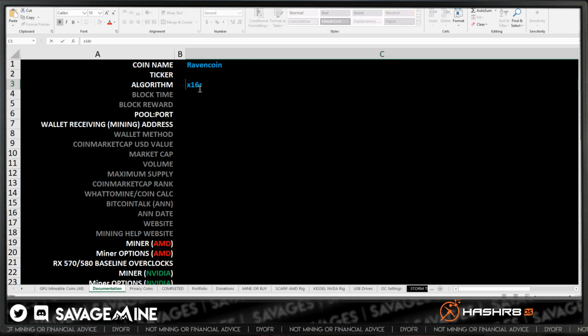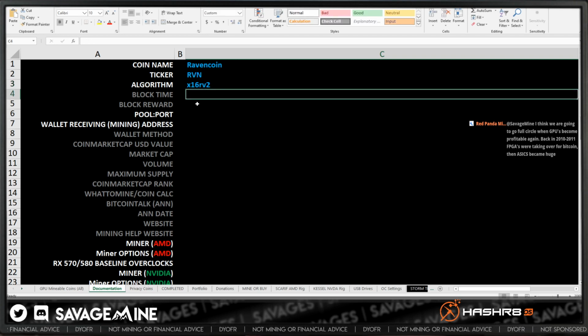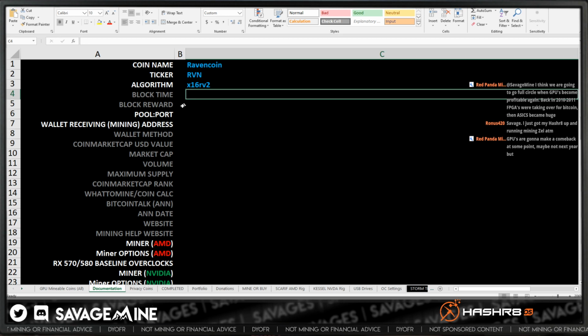So Ravencoin is now on X16R v2. Basically, they added an extra algorithm into the 16, and it varies now. Sometimes it'll be 17, sometimes it'll be 21. I think it's between 17 and 21. It just depends, because there's some randomization in there that goes on.